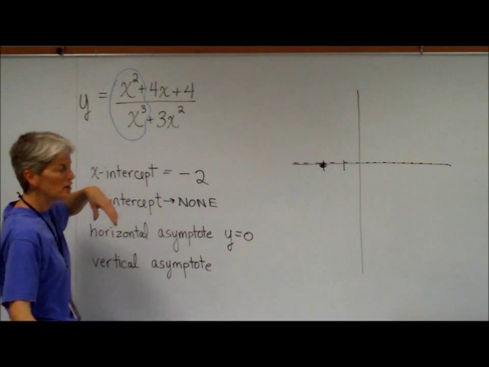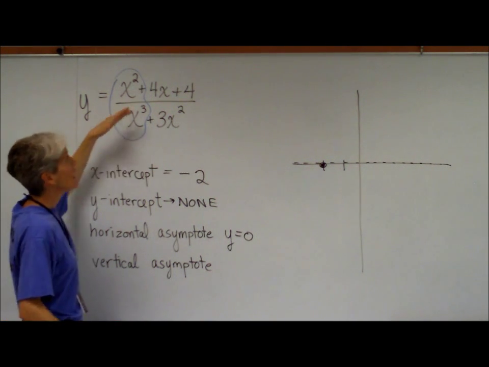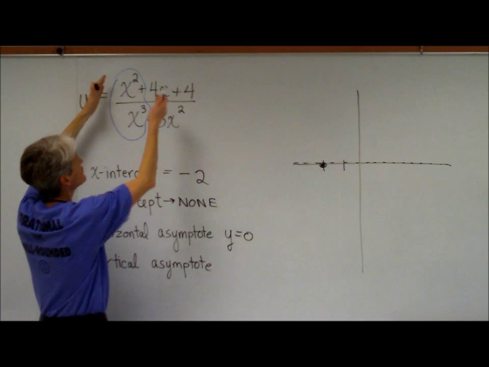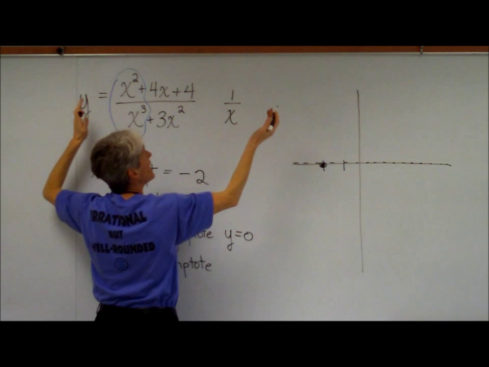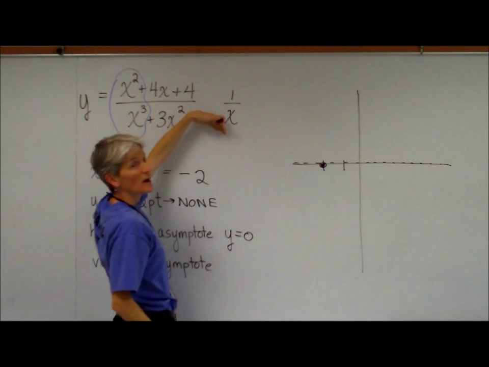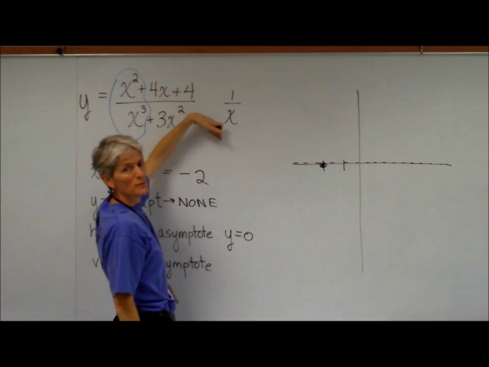Well, here, we can do what you did. Let's actually divide my controlling terms. That gives me 1 over x. That's 1 over 100, which is 0.01. 1 over a million, which is 0.000001.